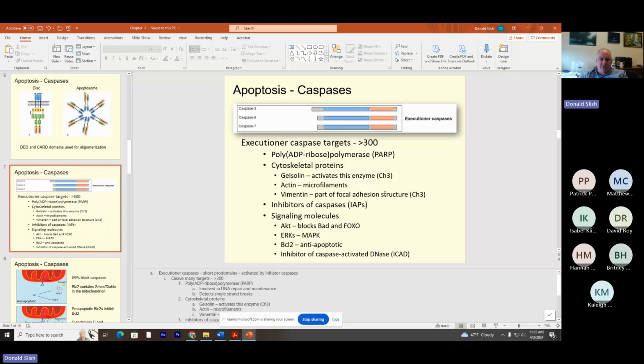Vimentin, part of the focal adhesion structure. So that's going to cause it to let go of the cells around it, or the extracellular matrix around it as well. So all that's being broken down, and that's rounding the cell up now because it doesn't have cytoskeleton anymore. And here, note, if you were here Monday, I had a typo here. I had ICADs here. This should be IAPs. So I've corrected this. I will upload this PowerPoint after I'm done today, and it will be corrected there. But this was a typo last time. Inhibitors of caspase proteins.